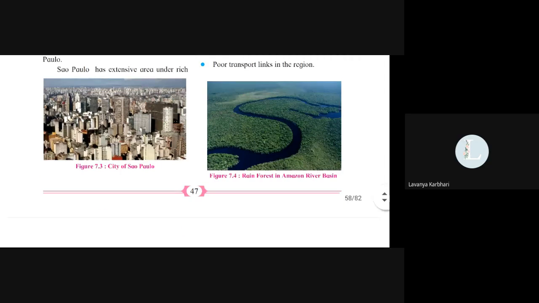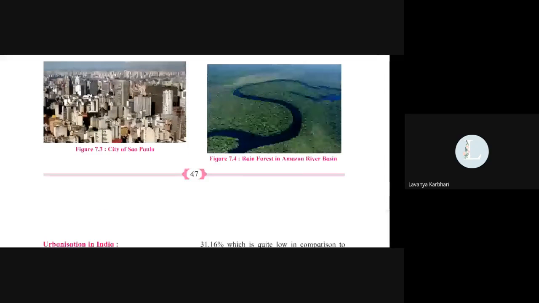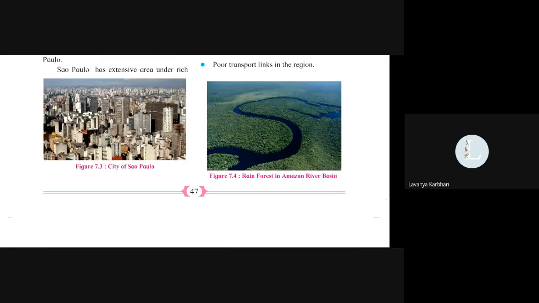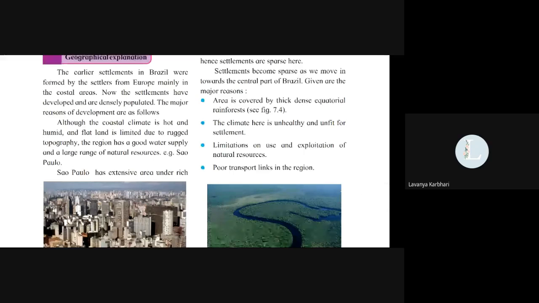Okay, in figure 7.4 you can easily see the rainforest in the Amazon basin. Okay, Amazon is one of the longest and largest rivers in the world. You can say everything is greenery over there, that is the rainforest, and you cannot see a single piece of open land so that you can get settled over there. That's why the central part of Brazil has very dispersed settlement or very sparse population.